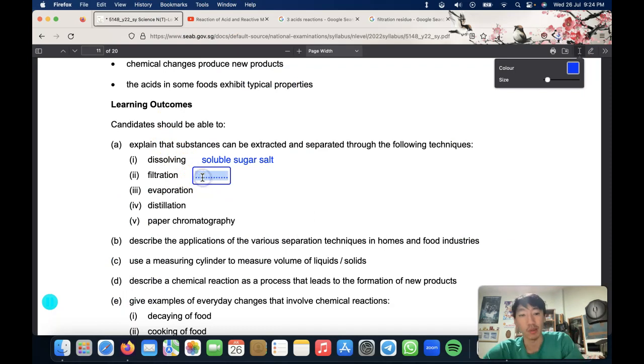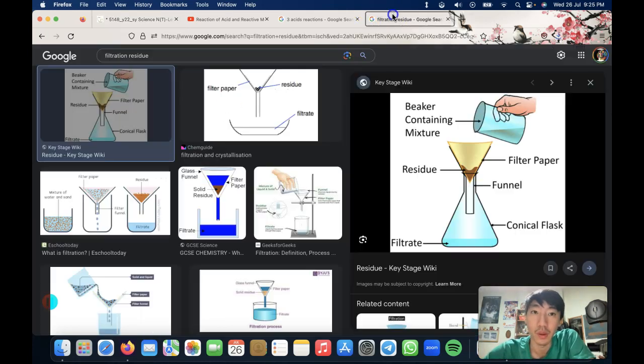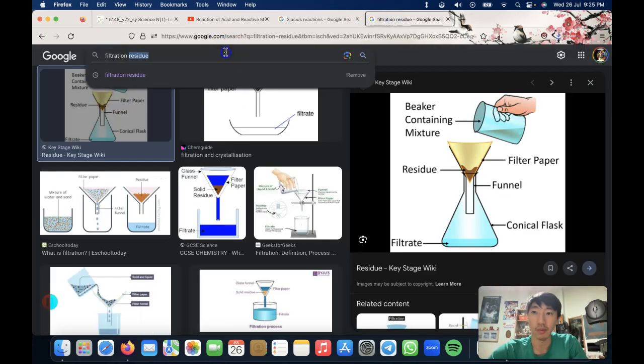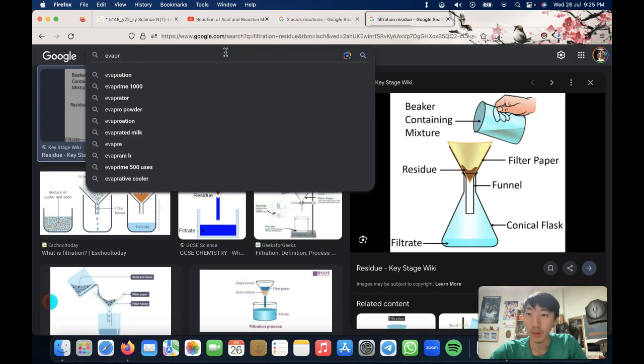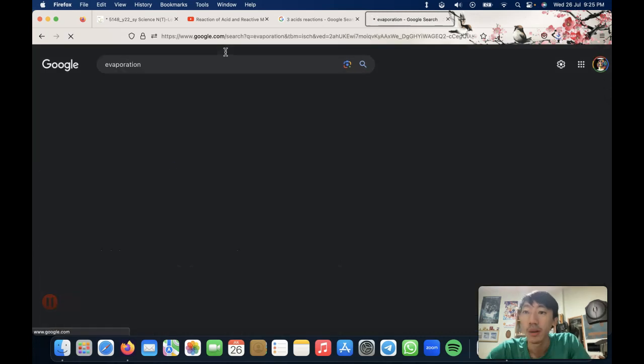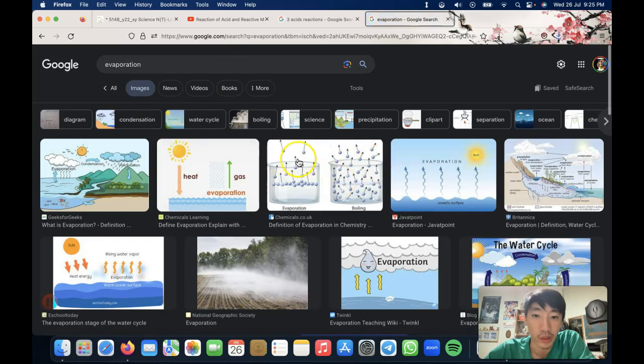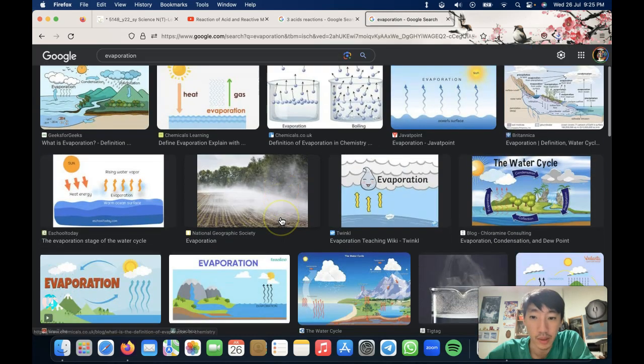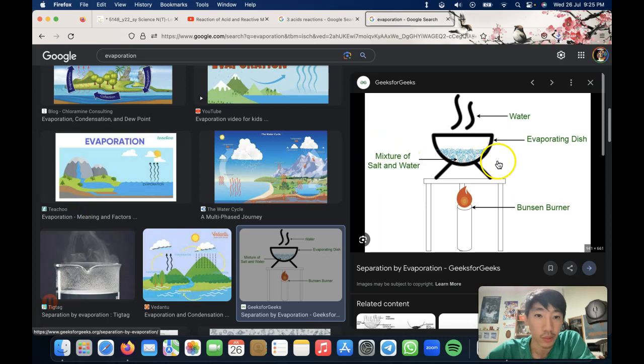Then what's evaporation? Evaporation is simply when you use heat to evaporate the liquid. Once again, it's a very simple procedure. Let's say you have a mixture of salt and water, and you want to evaporate. The salt will not evaporate, but the water will. So you start to heat it up, and then the water will start to evaporate, and you are left behind with the salt crystals in the evaporating dish.